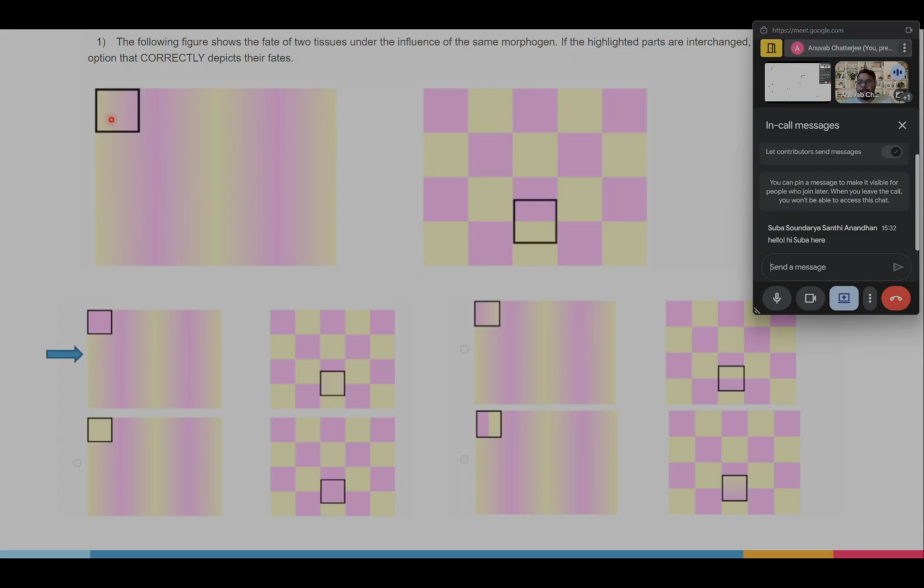Similarly, the tissue here, when transplanted to the middle, it actually formed this yellow kind of a line right here. So me putting it in the different tissue doesn't matter. The only thing that matters is the morphogen gradient. In the middle, here you can see it formed a yellow line. So even transplanted, it will form a yellow line right in the middle of this different tissue. So the correct option is this one.